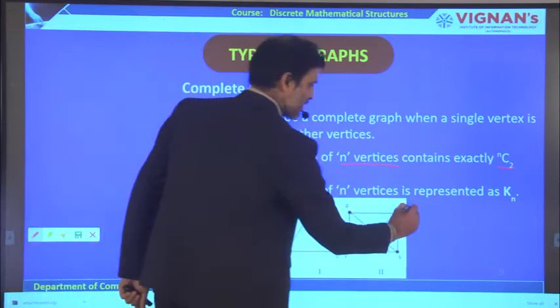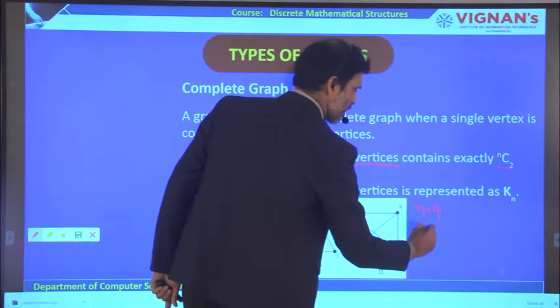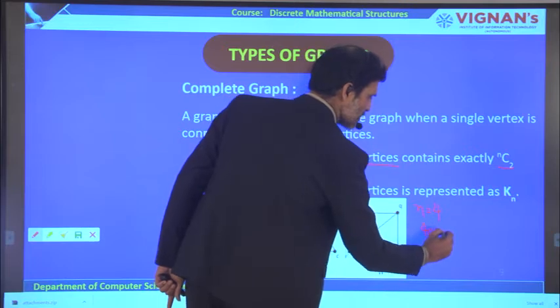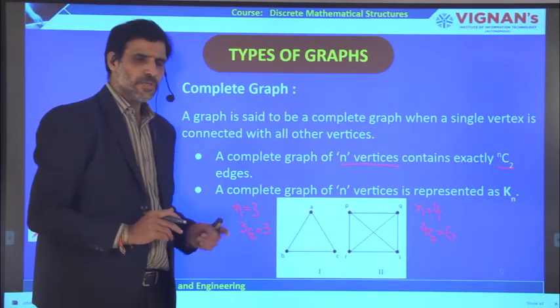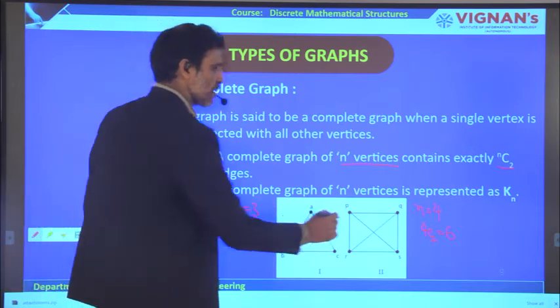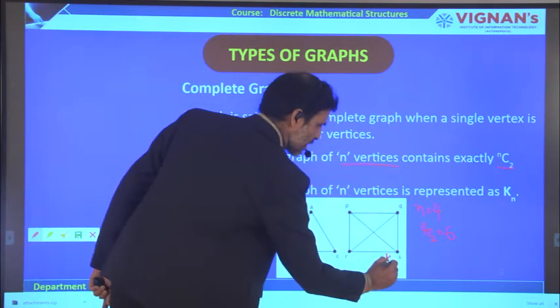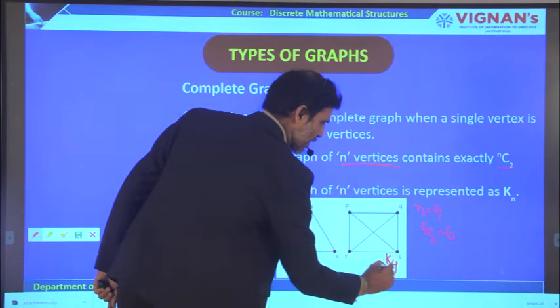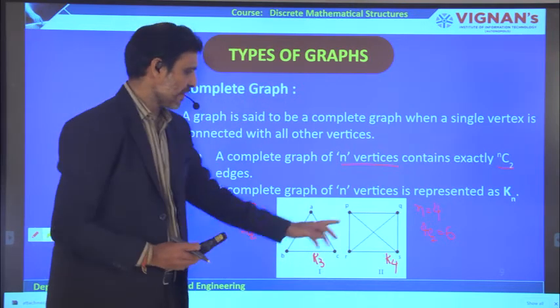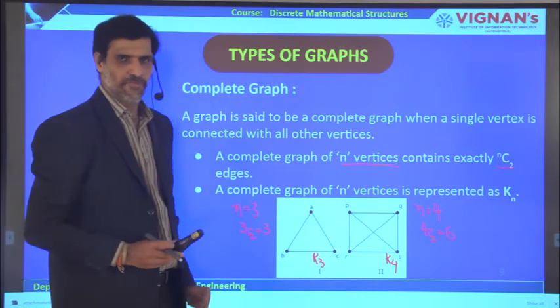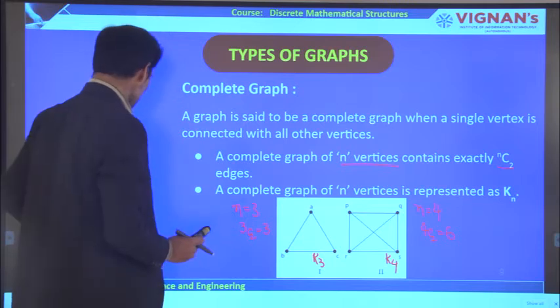Here how many vertices are there? N is equal to 4. Therefore you will get 4C2, which is equal to 6 edges. So this complete graph is called K4, and this complete graph is called the K3 graph. This is a K3 graph and this is called a K4 graph. This is how we can define the complete graph.